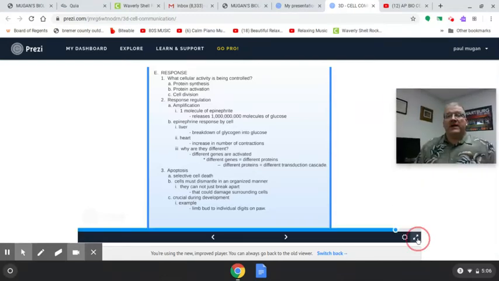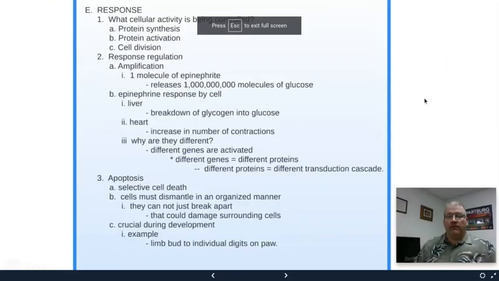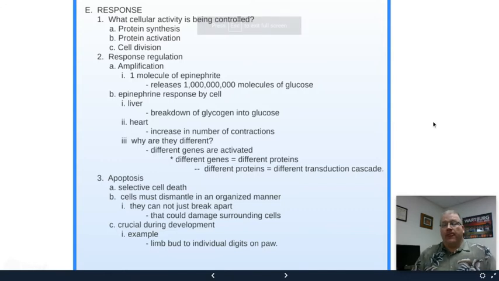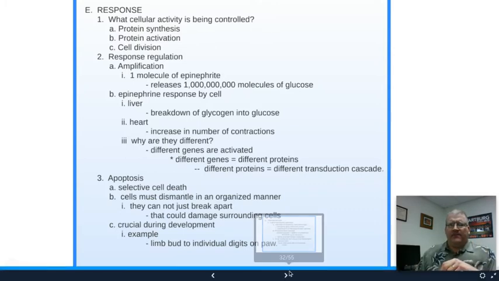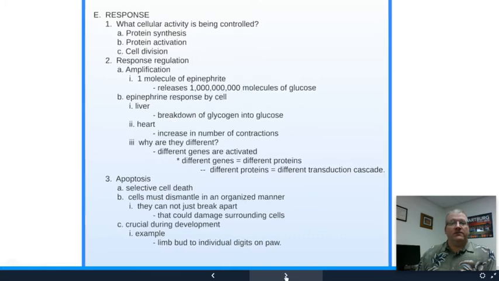So one of the responses that we may have to ask a cell to do is to purposefully die. Apoptosis is described as selective cell death. And it's not a matter of just breaking apart or dying, it's a matter of being reclaimed by surrounding cells in a very organized manner. Let's take a look at the difference.